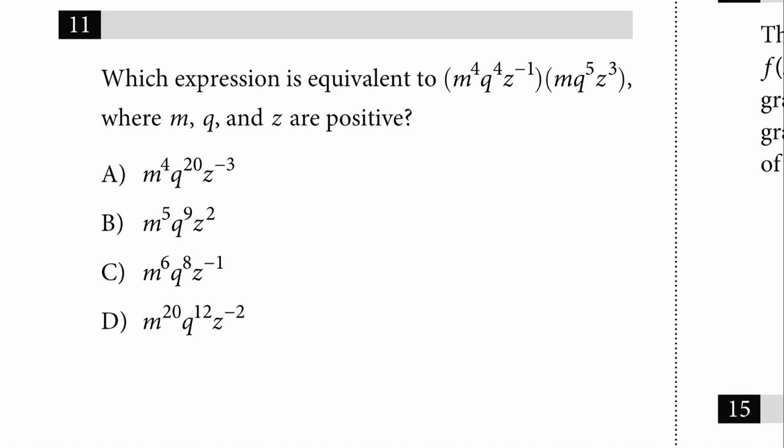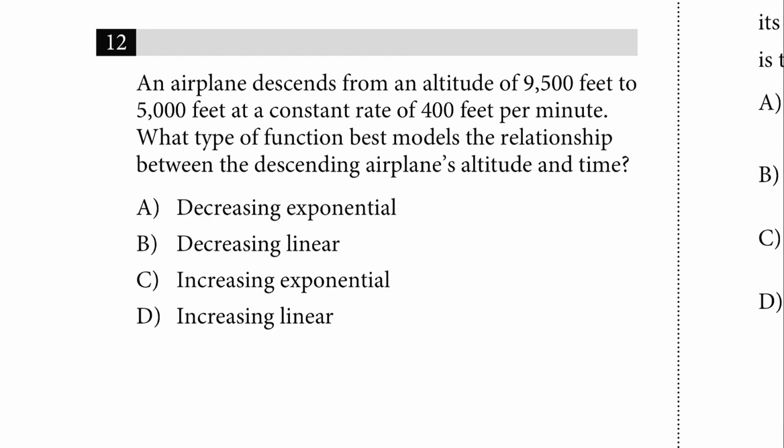Which expression is equivalent to the one given where m, q, and z are positive? Whenever we are multiplying bases, we are going to add their exponents, which means that we are going to add the exponents for m, and when 1 is not written, it's a 1. We are going to add the exponents for q, then we're going to add the exponents for z. So the exponent for m is going to be 5. This is going to be q to the 9th and then z squared. Answer B.